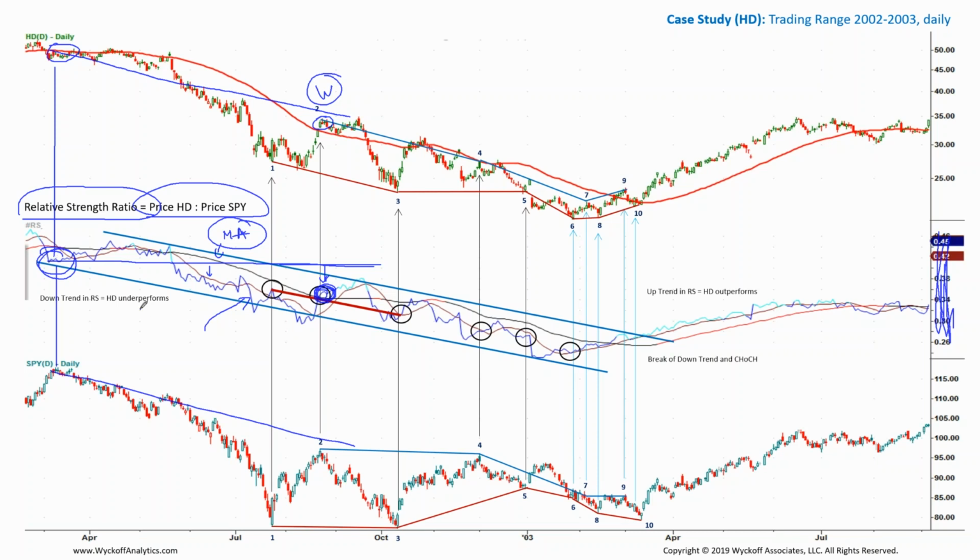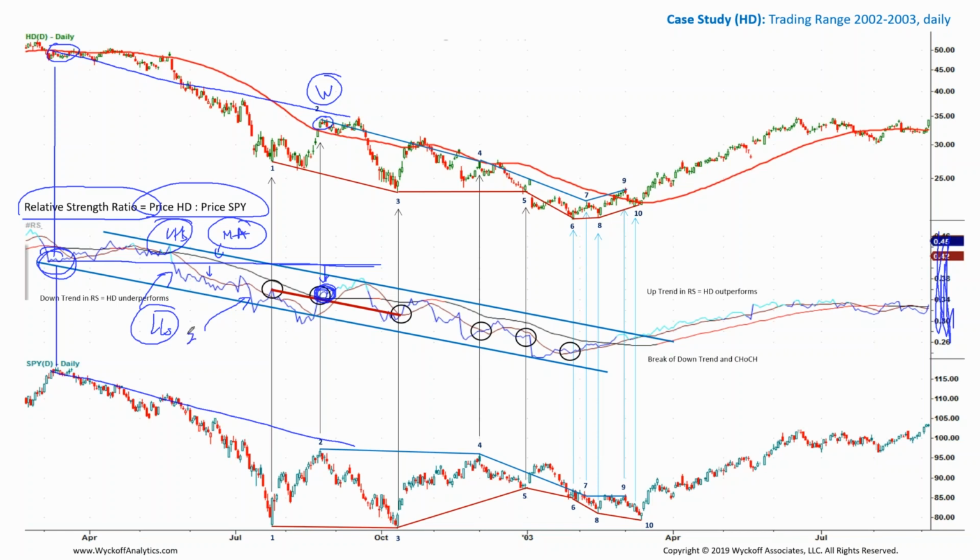So if we would look at this line, the blue line, the relative strength ratio line, and we would give that line a definition of the trend, what would we be saying here? We're seeing lower highs and lower lows.